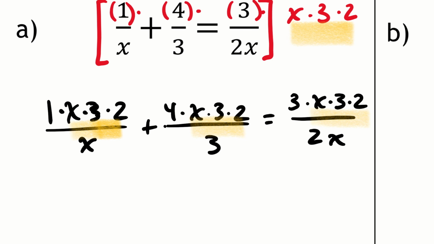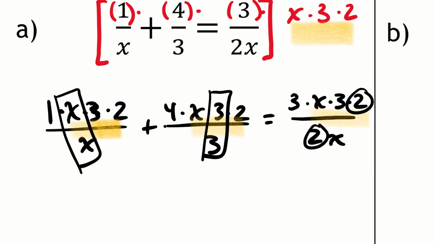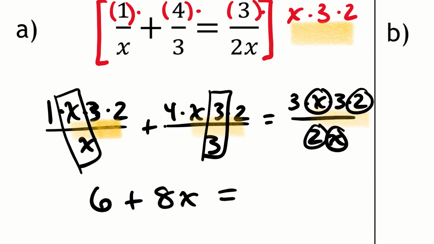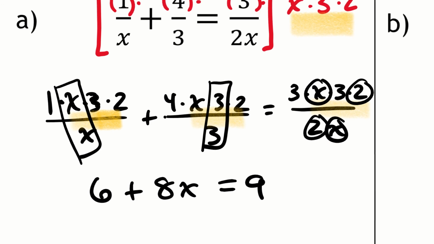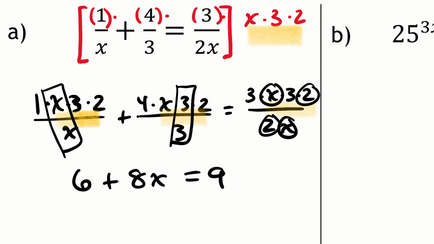So what's nice is now I can see clearly there are some 1s. So this is a 1, it's gone. This is a 1. It's gone. The 2 and the 2 form a 1, and the x's form a 1. So you can see exactly what I'm left with. This equation becomes 6 plus 8x equals 9. And I probably would write that almost on the very first step after I wrote down what I was multiplying by. And I can usually get that right.